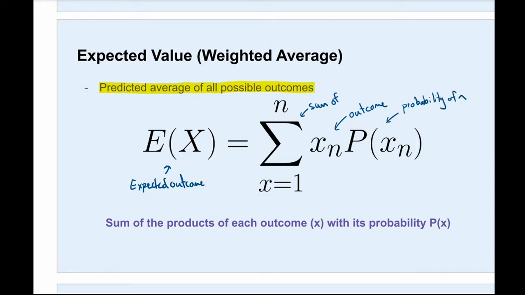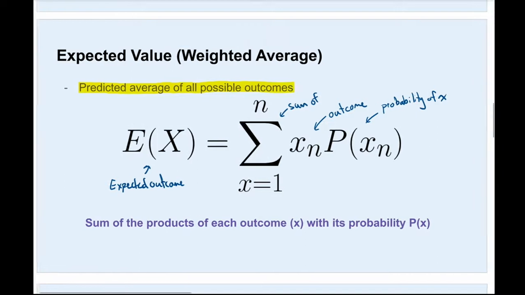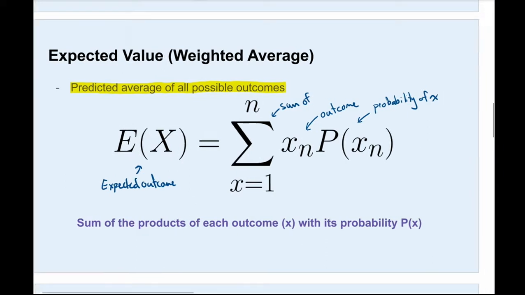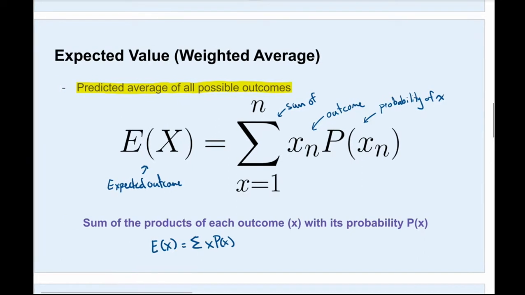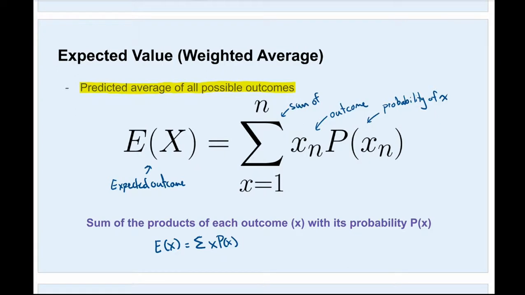Now, if you don't like this formula with all the little subscripts, you could simplify it and write it below as E(X) is equal to the sum of x times P(x). And just understand that for every outcome, you're going to multiply each one by its probability and then add them all together. So we will look at examples of using this first.